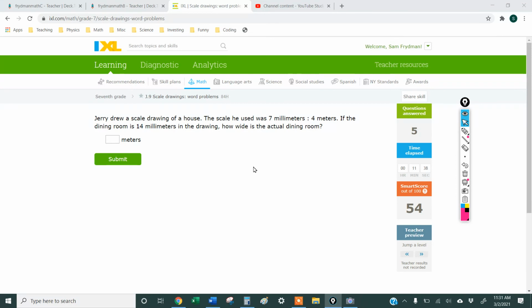Okay. All right, let's do this one. Jerry drew a scale drawing of a house. The scale he used was 7 millimeters corresponds to 4 meters. If the dining room is 14 millimeters in the drawing, how wide is the actual dining room? I know that in one of my other videos I talked about using the multiplication strategy, but I am just sticking with the proportion strategy in here. So I'm going to take this scale and just write 7 millimeters. Mm is the abbreviation for millimeters. Put that over 4 meters. M is the abbreviation for meters.